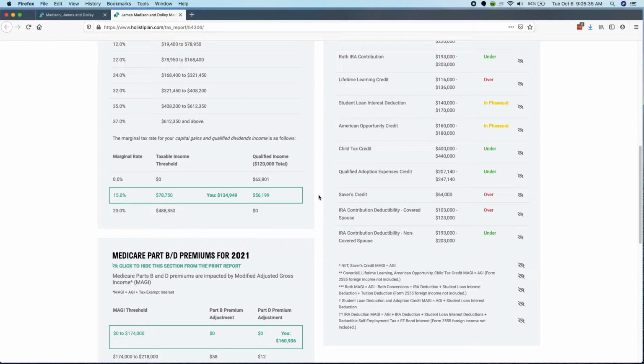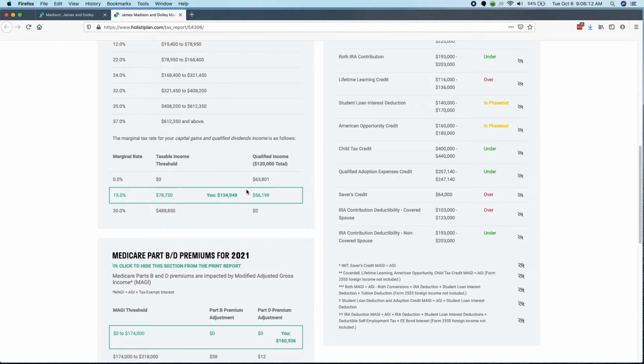The next thing isn't necessarily a planning opportunity, but it is an engagement opportunity with the client. In this case, I mocked up a tax situation where the client had a low enough overall total taxable income that a portion of their capital gains were not taxed at all. So in this case, this client had low enough taxable income that their total taxable income was lower than this $78,000 threshold to make capital gains taxable. So a decent portion of their qualified income was tax-free.